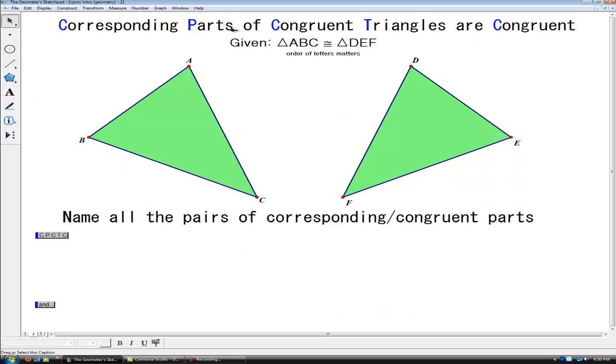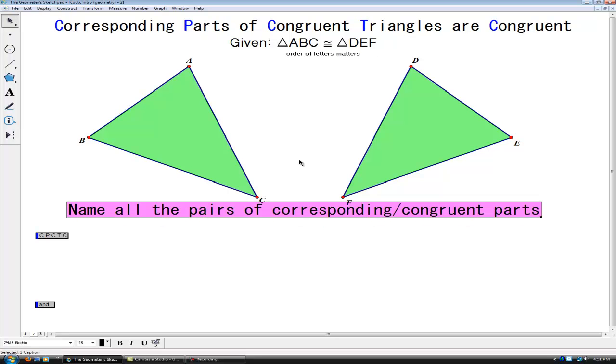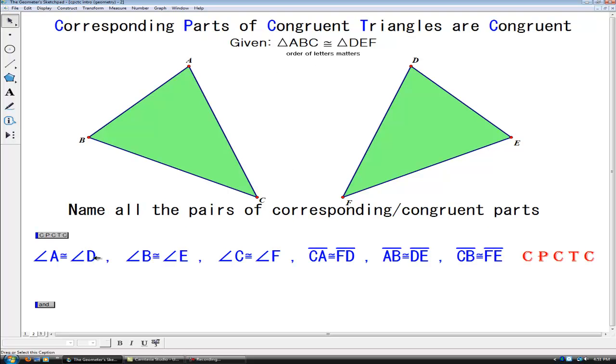For triangles, there's a very important phrase, which is the title of this slide. It says corresponding parts of congruent triangles are congruent. And we are given congruent triangles. And remember that the order of your statements is very important. The corresponding vertices have to be in the same order. Okay, let's name all of the pairs of corresponding and congruent parts. Here are all of the correct answers. I'm sure you got them.